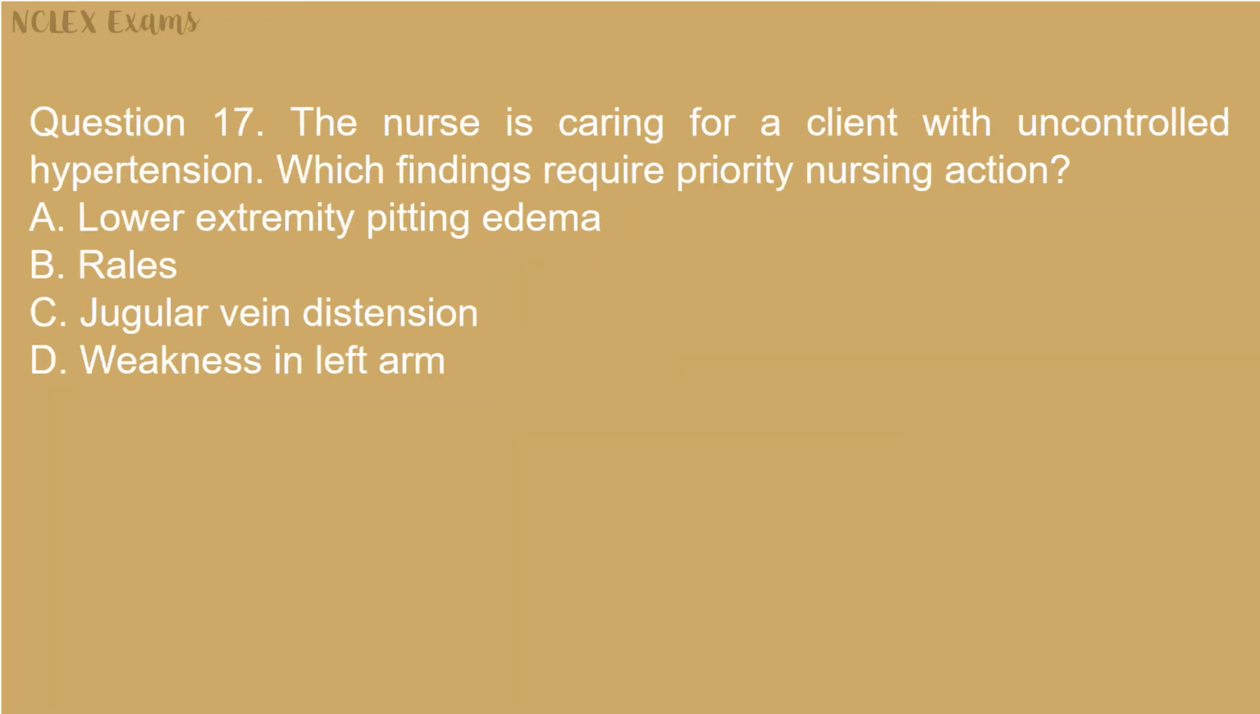Question 17. The nurse is caring for a client with uncontrolled hypertension. Which findings require priority nursing action? A. Lower extremity pitting edema. B. Rales. C. Jugular vein distension. D. Weakness in left arm.